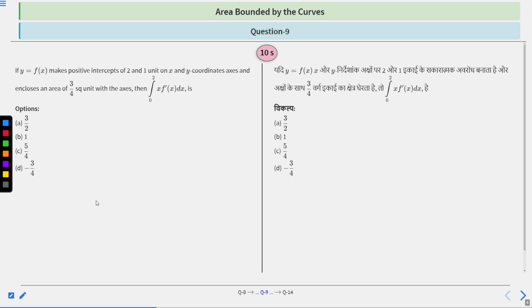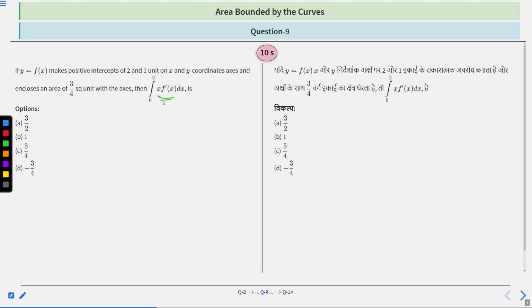So again, the hint of this question is, since we have a curve which is making intercepts of 2 and 1 unit on the x and y axes, and the curve encloses an area of 3 by 4 square unit with the axes, so integration of f(x) dx on different limits will be equal to 3 by 4 square unit, and this can be easily calculated.